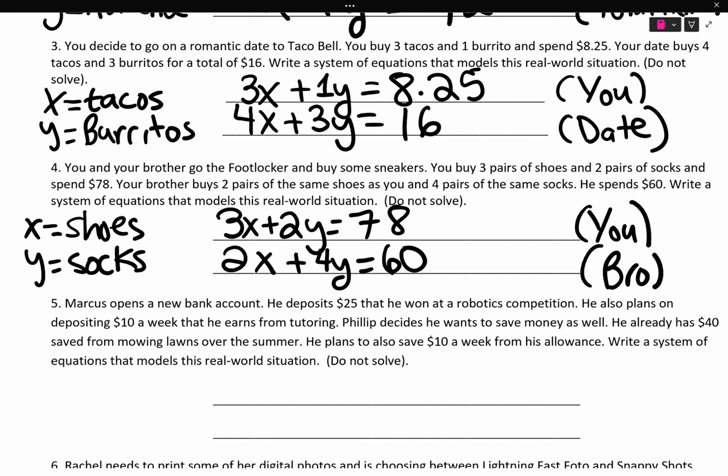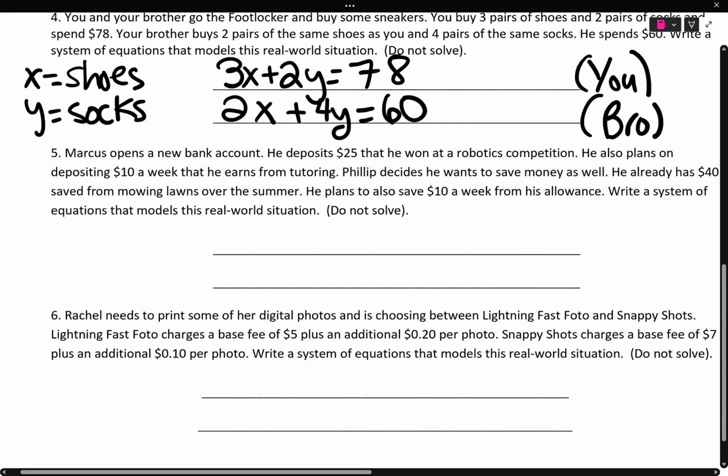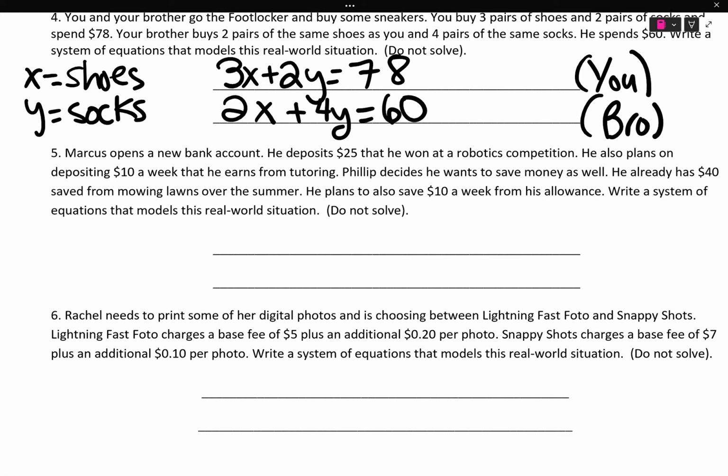All right, number 5. Marcus opens a new bank account. He deposits $25 that he won at a robotics competition. He also plans on depositing $10 a week that he earns from tutoring. Philip decides he wants to save money as well. He already has $40 saved from mowing lawns over the summer. He plans to also save $10 a week from allowance. Lucky duck gets an allowance.